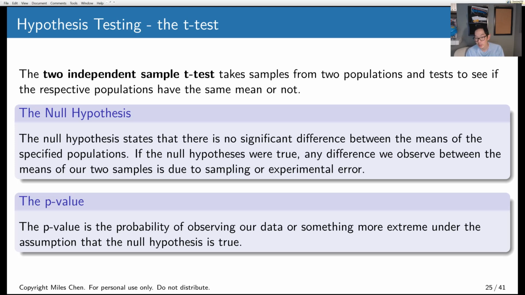And so we would go about and calculate a p-value. The p-value is the probability of observing our data or something more extreme under the assumption that the null hypothesis is true. Okay, so again, you're imagining this hypothetical scenario where the null hypothesis actually is true, and then you say, all right, if we take this as fact, what is the probability of getting this data? Okay.